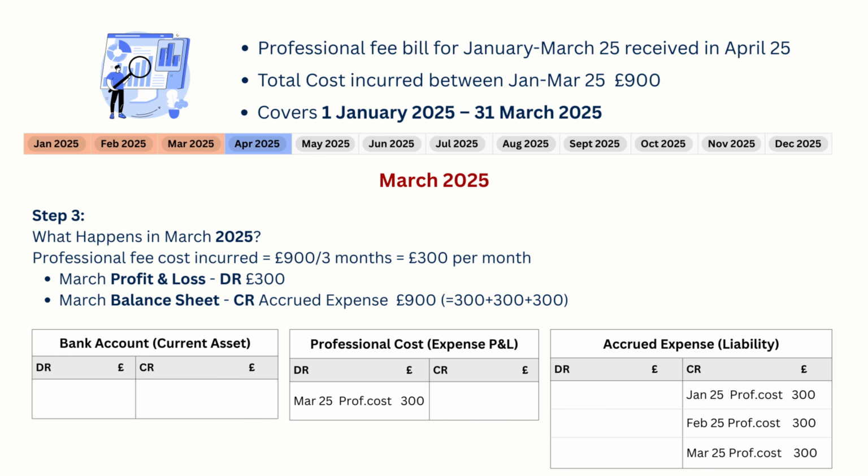March is the final month of the service. Invoice is still not received. The final portion of the cost is recognised. Journal entry is debit professional fees in the P&L and credit accrued expense in the balance sheet. Cumulative balance in accrued expense balance sheet is £900. No cash flow impact yet.